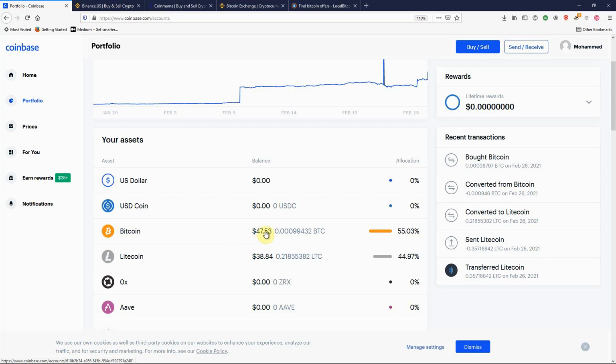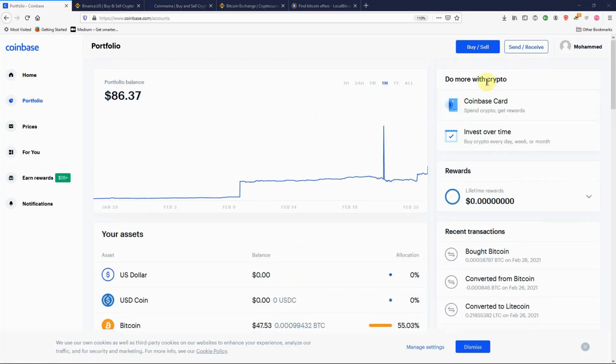All right. So this is how you buy your Bitcoin on Coinbase. The next one we're going to look at is Binance US. But before we go to Binance US, you see where it says send and receive.